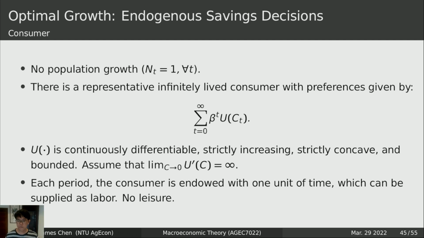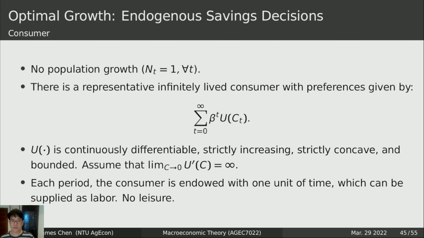In this model, we don't even need the population to grow. We assume that the population is a constant 1 across all time. And there's a representative agent who lives infinitely. This consumer has a preference, similar to the one-sided search model that we did. Basically, it is a discounted utility of consumption.